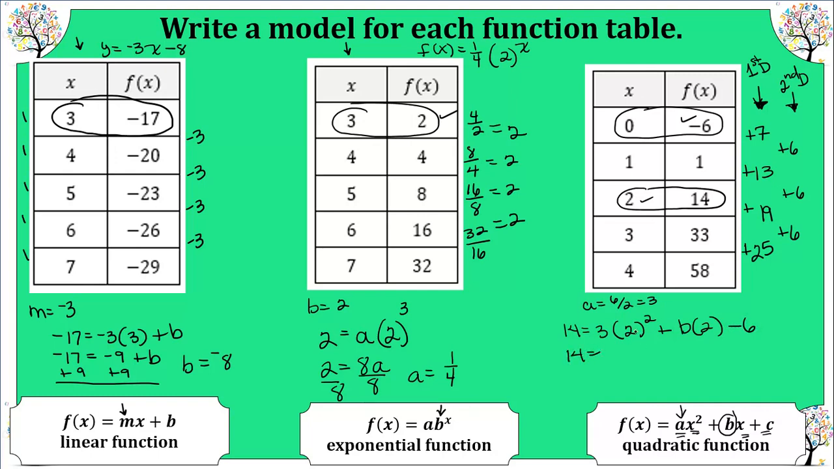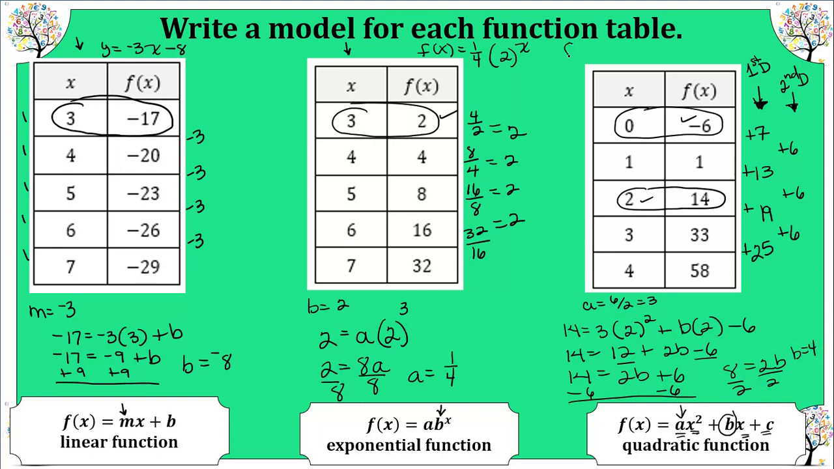We're going to square the 2. That's 4 times 3 is 12. Plus b times 2 is 2b minus 6. Combine our like terms. I have 2b plus 6. 12 minus 6 is 6. Solve for b. Our b value is 4.